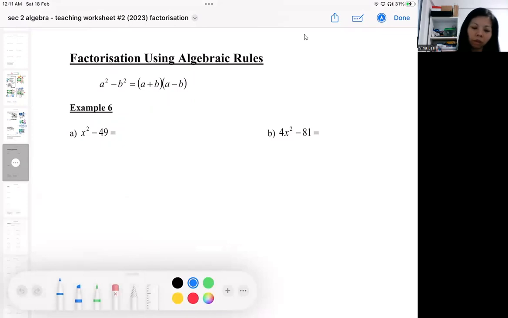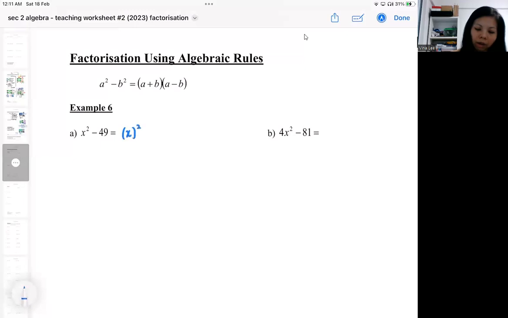If you look at example 6a, it'll be something like x squared minus 49. You need to know perfect squares. For example, 49 is 7 squared. So you should be able to recognize that A is x, B is 7. Then you return back to the formula, so it becomes x plus 7, x minus 7.